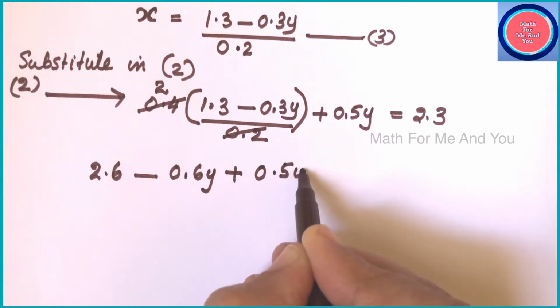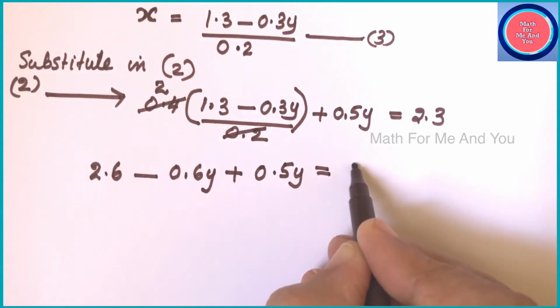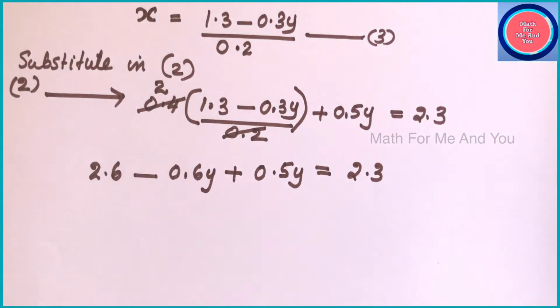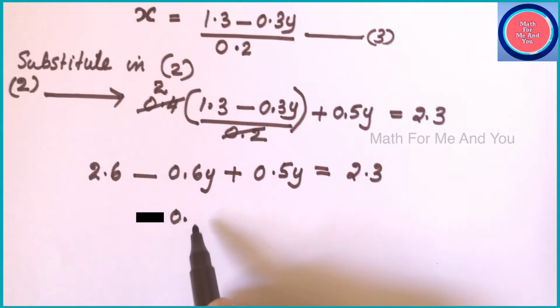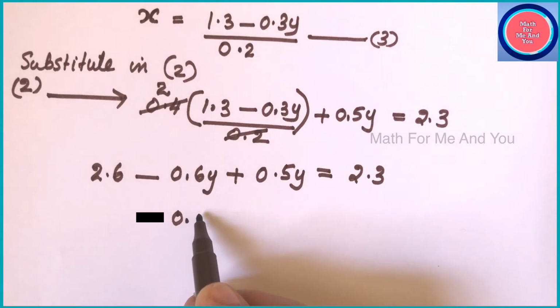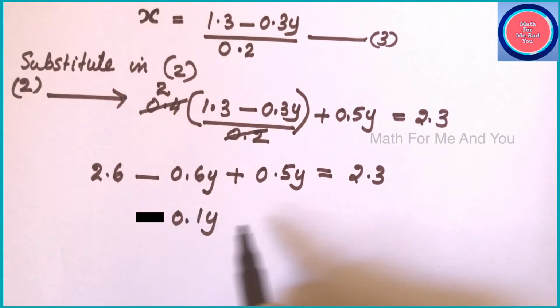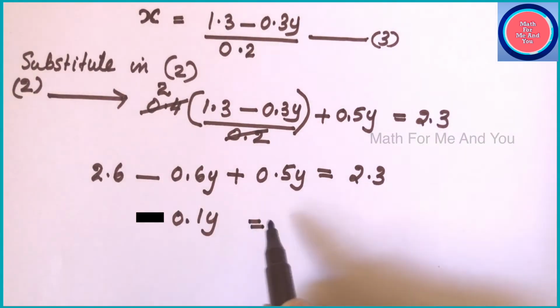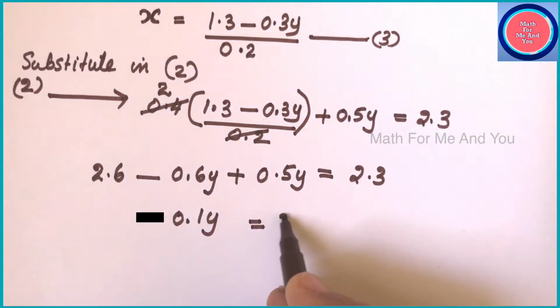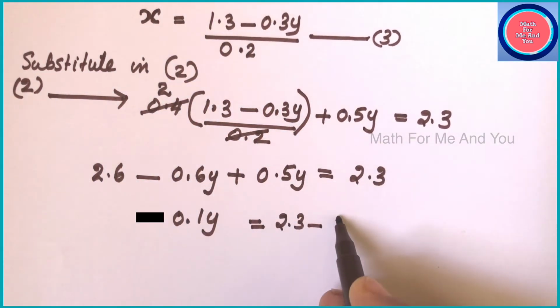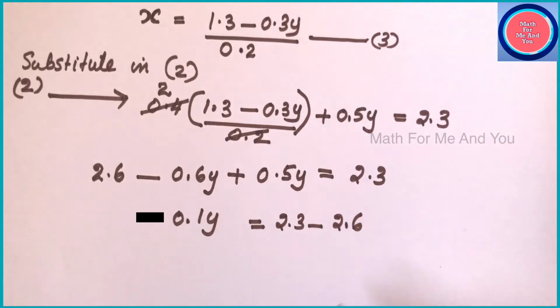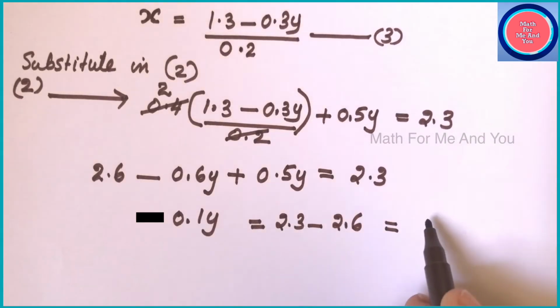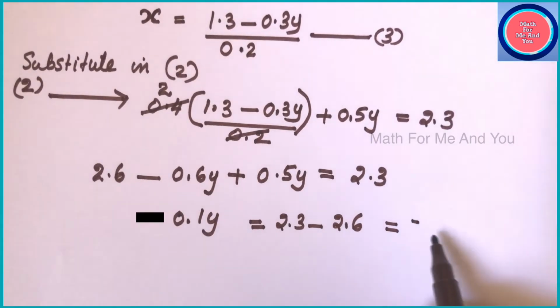0.5y equals 2.3. Now the equation changed with only one variable. We can see only one variable in the equation. We can combine the variable. Then we get minus 0.1y because 0.6 and 0.5, their difference is 0.1. The bigger number is negative, 0.6 is negative. So the answer is minus 0.1y equals 2.3 on the right side. From the left side we move 2.6, it becomes minus 2.6. Their difference is negative 0.3.